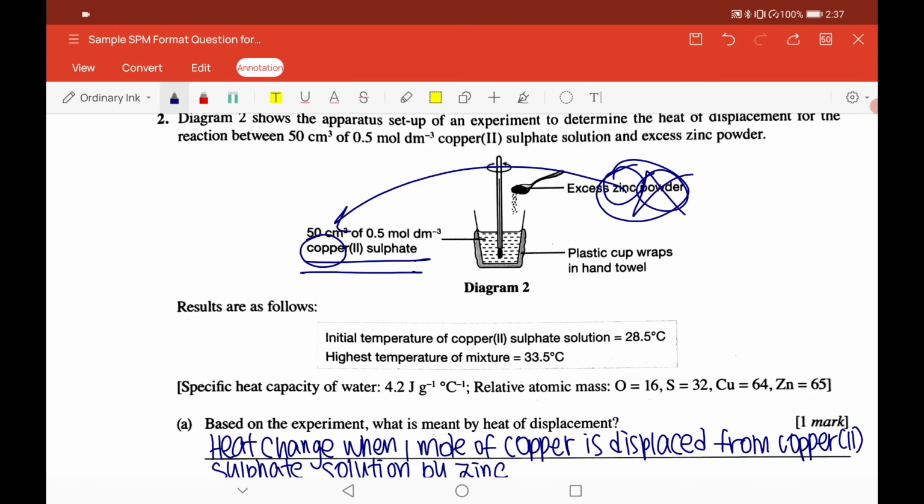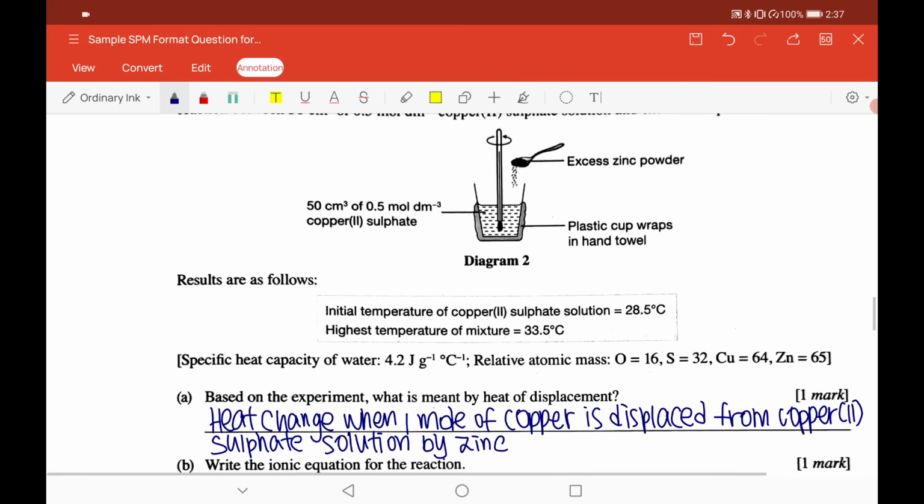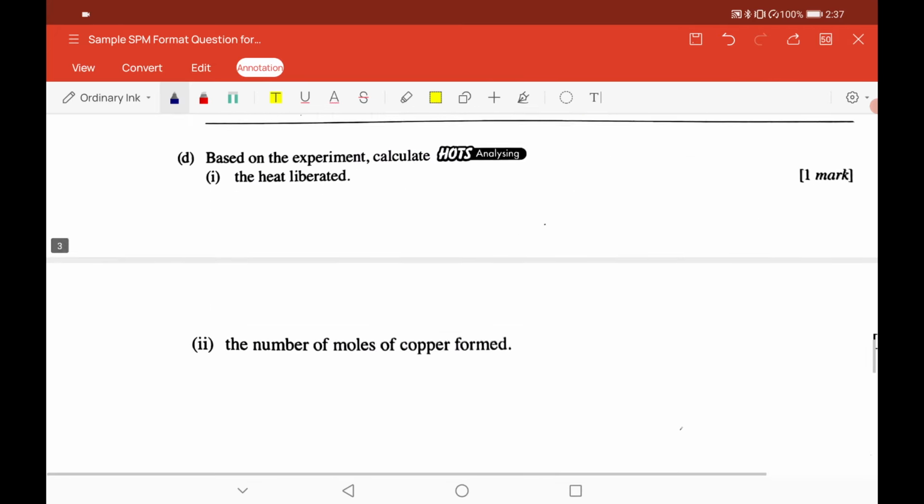But if you write the word powder, can or cannot? If you want to write the word powder here, okay, no problem. But you don't need to do that. You don't need to put the word powder. But if you want to write that, it's okay, no problem.